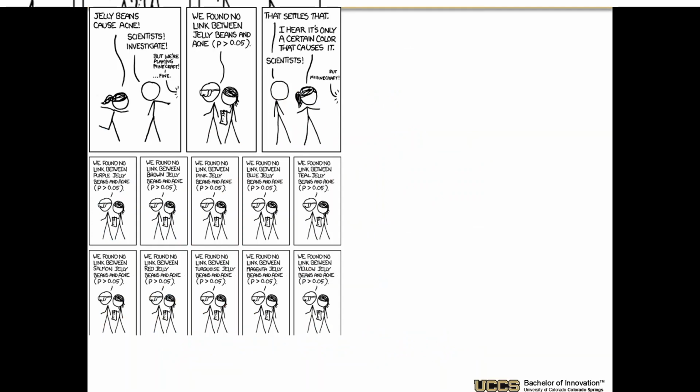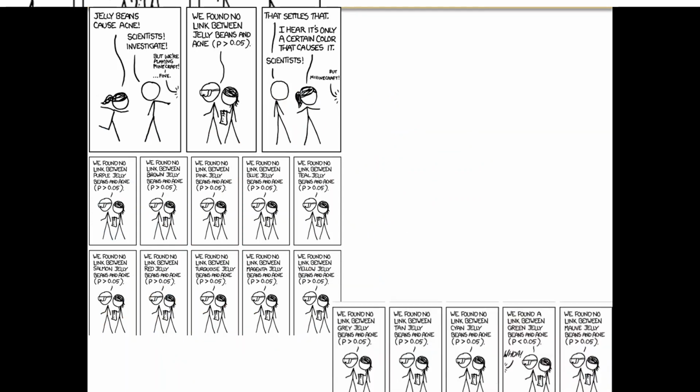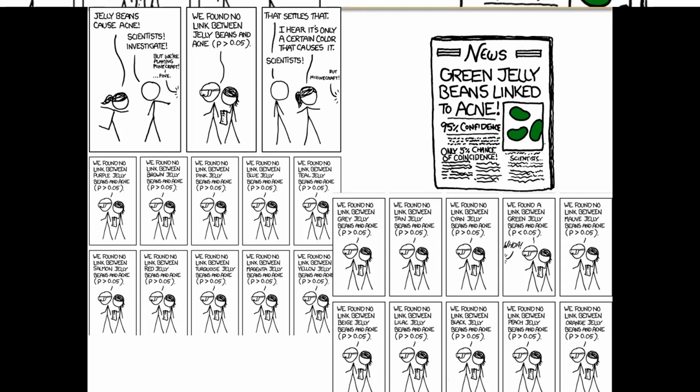This is the jelly bean cartoon, right? So we run this experiment. We ran it 20 times, and green jelly beans show up as significant at 95% confidence. If I ran it 20 times, then at 95% confidence, I expect one of them to be wrong. That's the definition of a 95% confidence interval. So just because I ran the experiment a whole bunch of times, I actually get this problem that I need to understand what's going on.